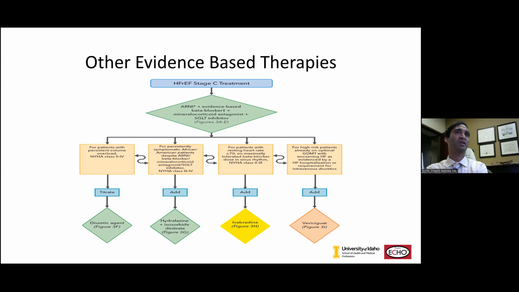And vericiguat came into the market in the VICTORIA trial, and it also dilates the blood vessels in the pulmonary vasculature, and it also helps to decrease the heart failure hospitalization, not the mortality, but the BiDil combination decreases the mortality. Ivabradine decreases the heart failure hospitalization. Next slide, please.